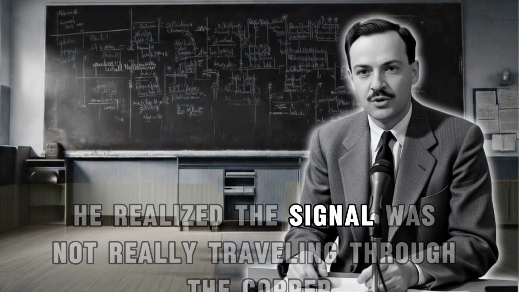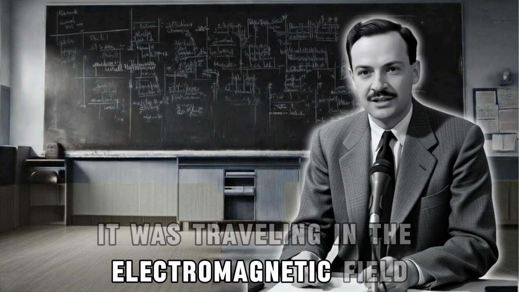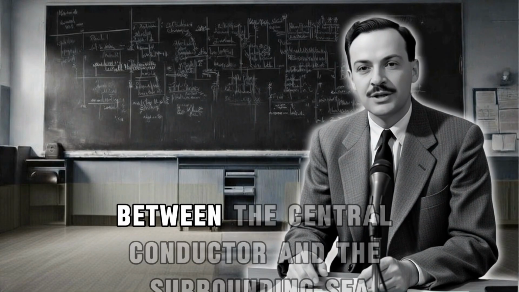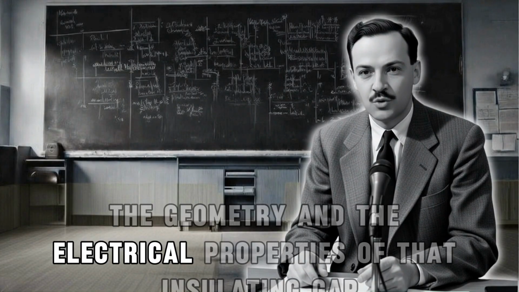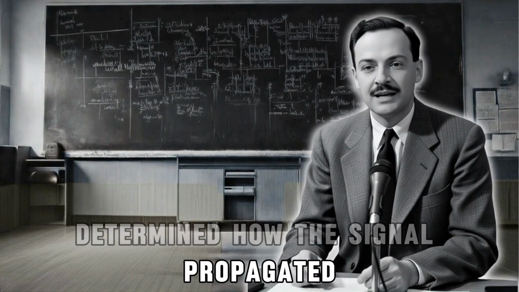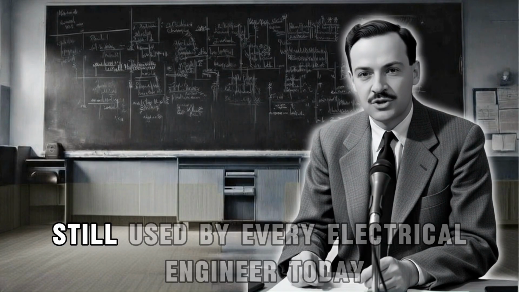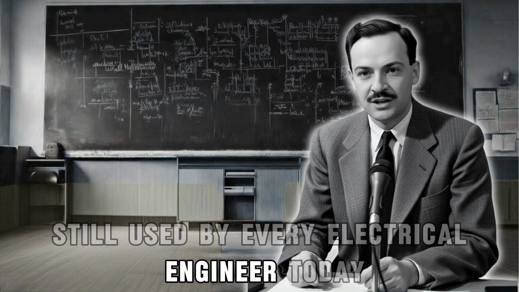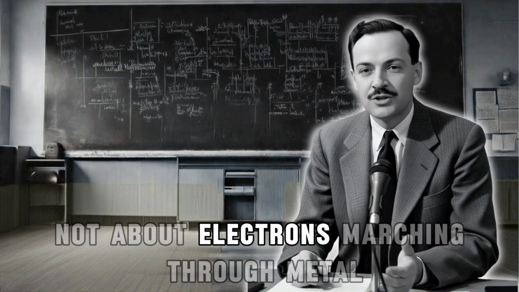He realized the signal was not really traveling through the copper. It was traveling in the electromagnetic field, in the insulating layer between the central conductor and the surrounding sea. The geometry and the electrical properties of that insulating gap determined how the signal propagated. Heaviside developed the mathematical theory of transmission lines, still used by every electrical engineer today. And that theory is fundamentally about fields, not about electrons marching through metal.